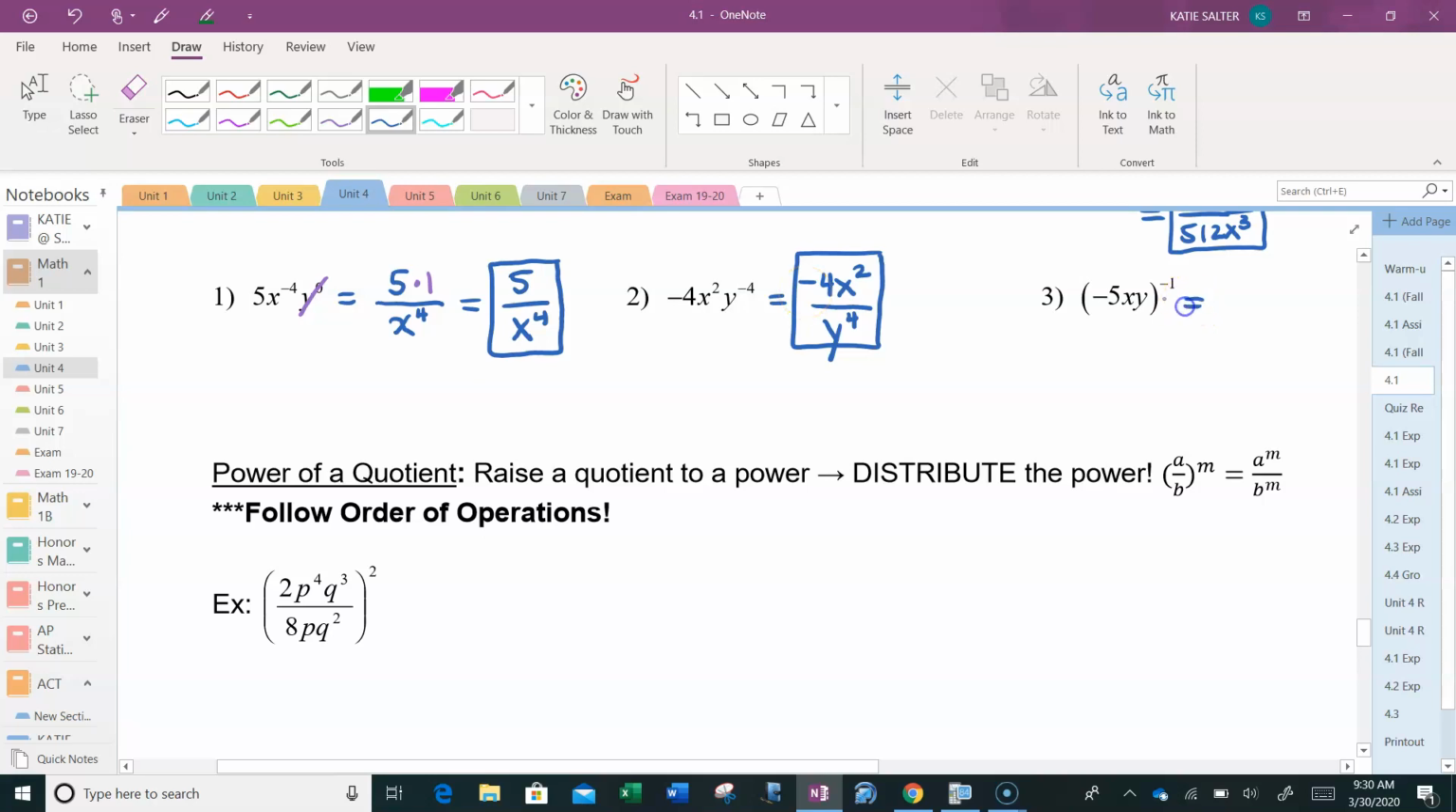And then here in the last one, because the whole thing's being raised to the -1 power, we pick that whole thing up and move it downstairs. -5xy. It would then become to the +1 power. And of course, anything to the first power is itself. So this is 1/-5xy.